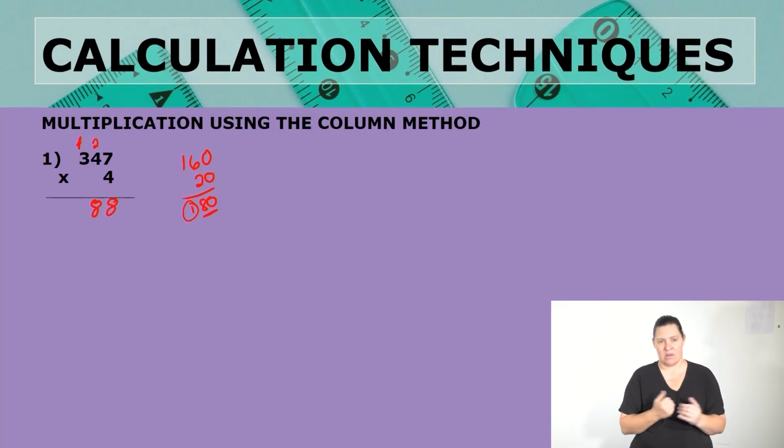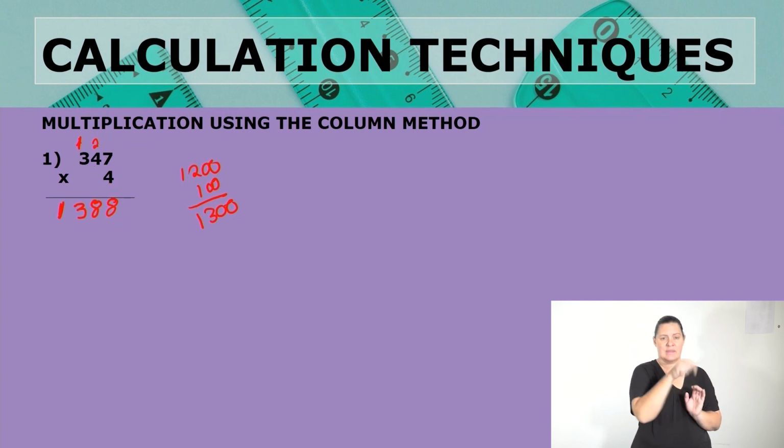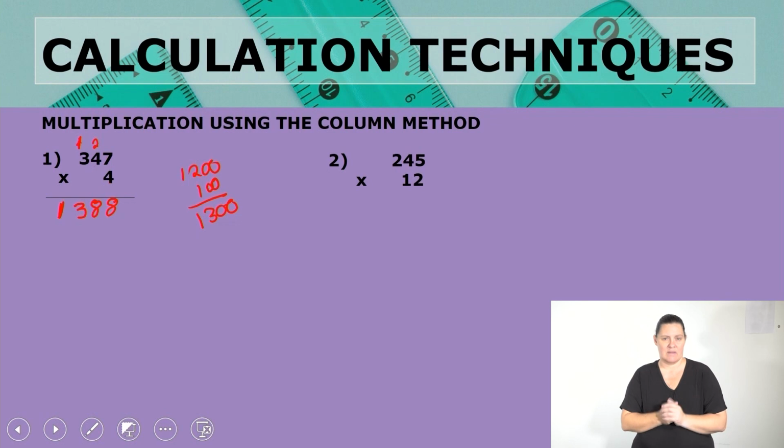Then we have 4 multiplied by 300. 4 multiplied by 300 is 1,200. But remember, we have the 100 from the previous calculation. So together, those ones give us 1,300. So the 3 will go into the hundreds column and the 1 will go into the thousands column. Let's look at a second example for multiplication.